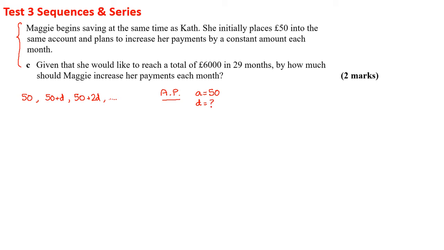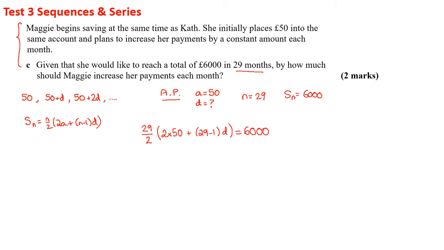And we've got N, we want it to be 29. And we want a total of 6,000. So we want our sum to n to equal 6,000. So just by writing those down, and then I can plug it into my formula for the sum to n. So write down the formula first. Sum to n equals n over 2 times 2a plus n minus 1d.